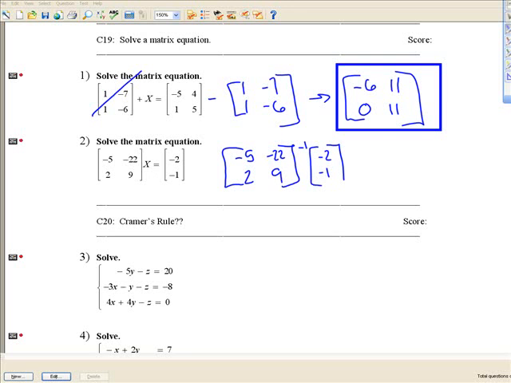That will isolate x and give us the resultant matrix, 40 and negative 9. And that's our solution for x this time. A little 2 by 1 matrix. Any questions on these first two problems?